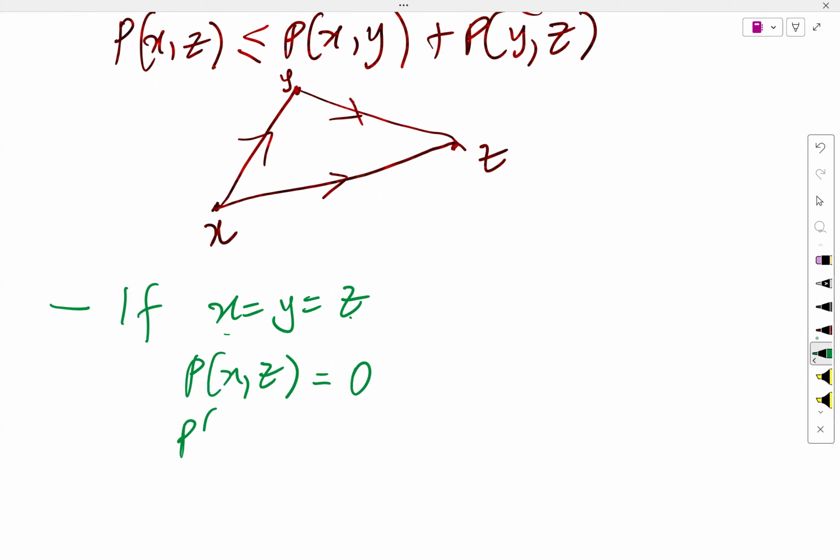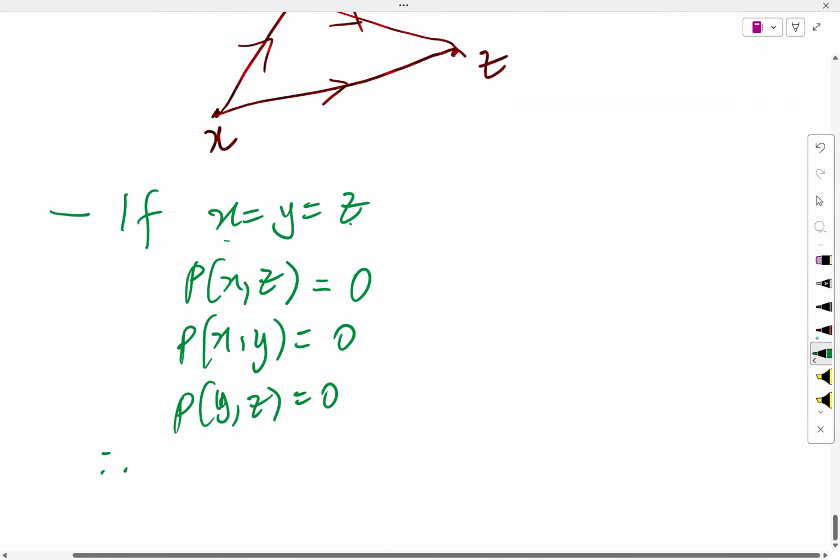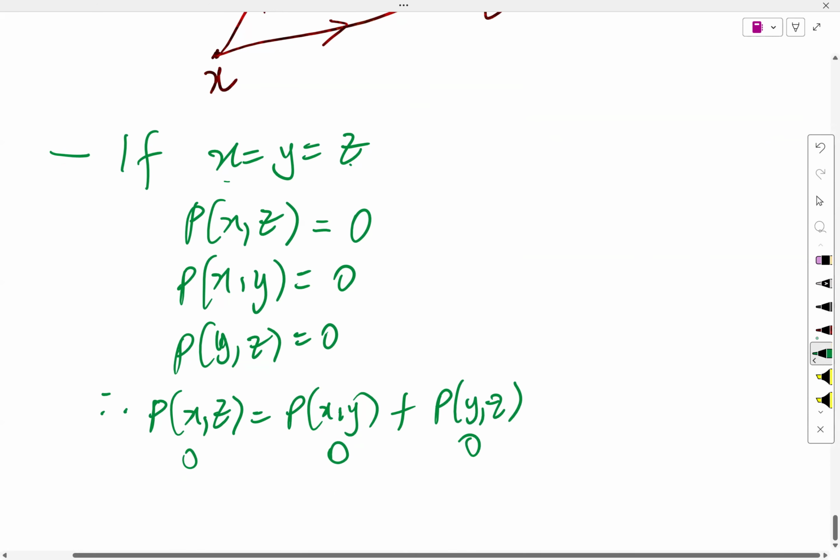And then p of xy is also going to be 0, and p of yz is also equal to 0 because they are all equal. So in that case, p of xz is equal to p of xy plus p of yz, because p of xz is 0 and it is equal to p of xy, which is 0, plus p of yz, which is also 0. So that's the first case.